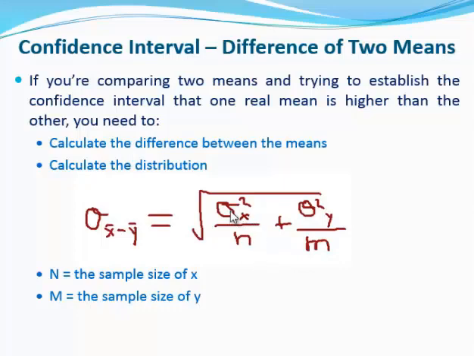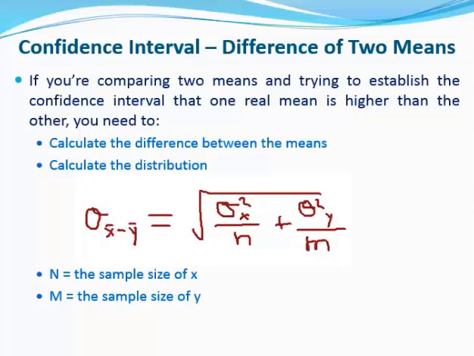Sometimes you'll see this called s1 squared plus s2 squared instead of sigma, but it's the same idea. What you're looking for is the standard deviation of one quantity divided by its sample size plus the standard deviation of the other quantity divided by its sample size, and then take the square root of the whole thing, and there you have your standard deviation of the difference.